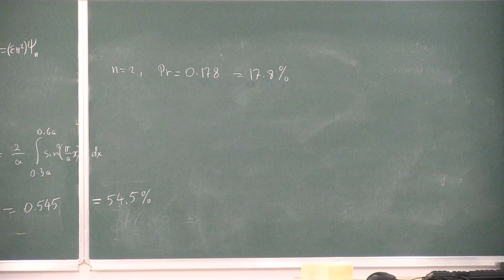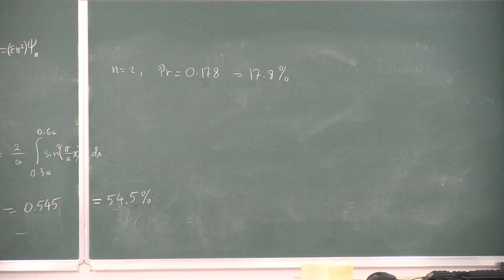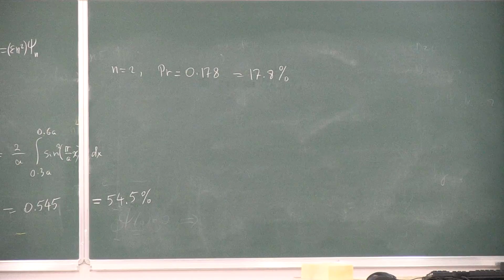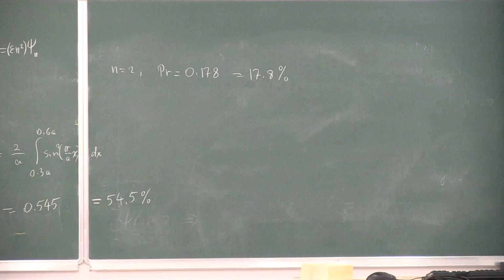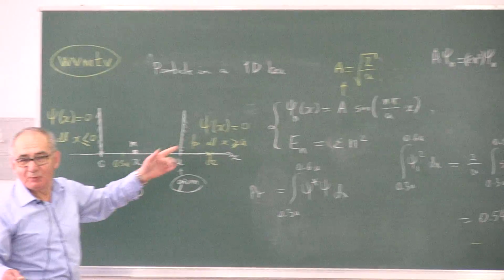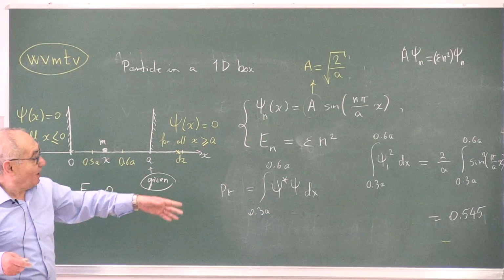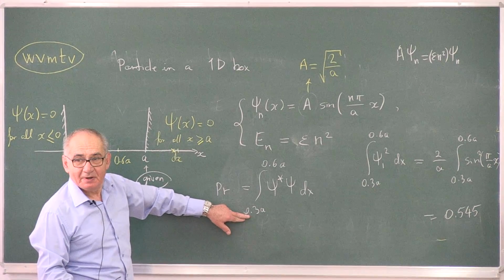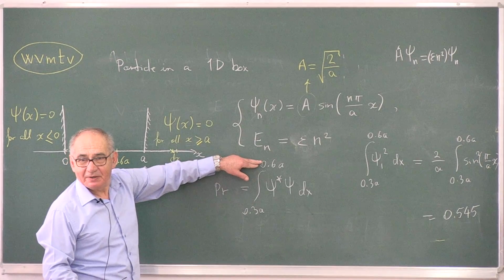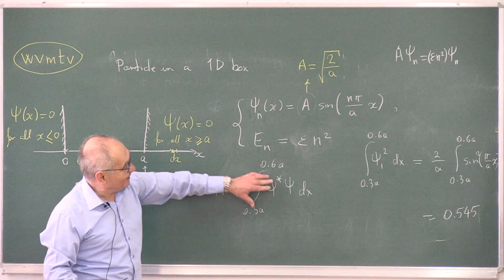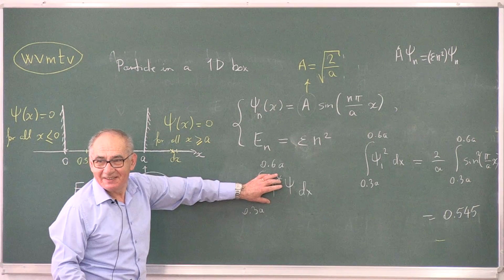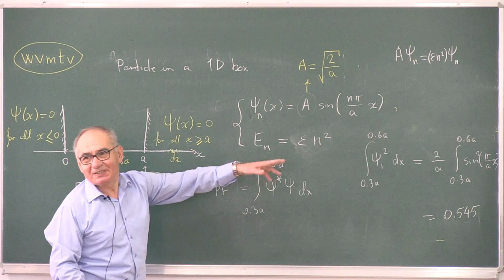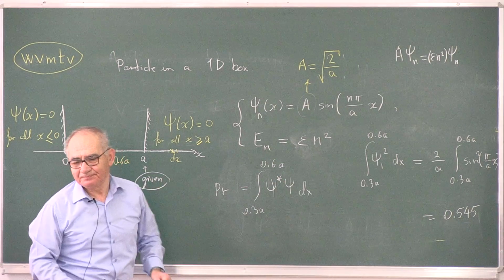This way, you may calculate similar problems for different regions here. What is the probability of finding the particle anywhere between 0 and a, between the left wall and the right wall? 1. And how is it done mathematically? Instead of the lower limit, you put 0. For the upper limit, you put a, but then it becomes the normalization integral. And we know the result is 1.